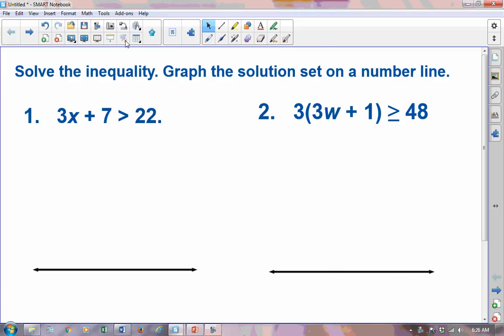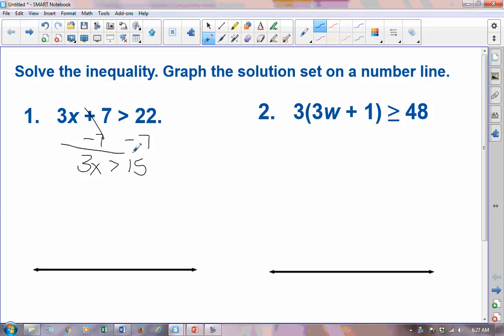Today's lesson is on solving compound inequalities. So we'll start with first a refresher on solving and graphing inequalities. So we have 3x plus 7 is greater than 22. We'll start by subtracting 7. And when we do that, we have 3x is greater than 15. And then we divide by 3. And we have x is greater than 5.